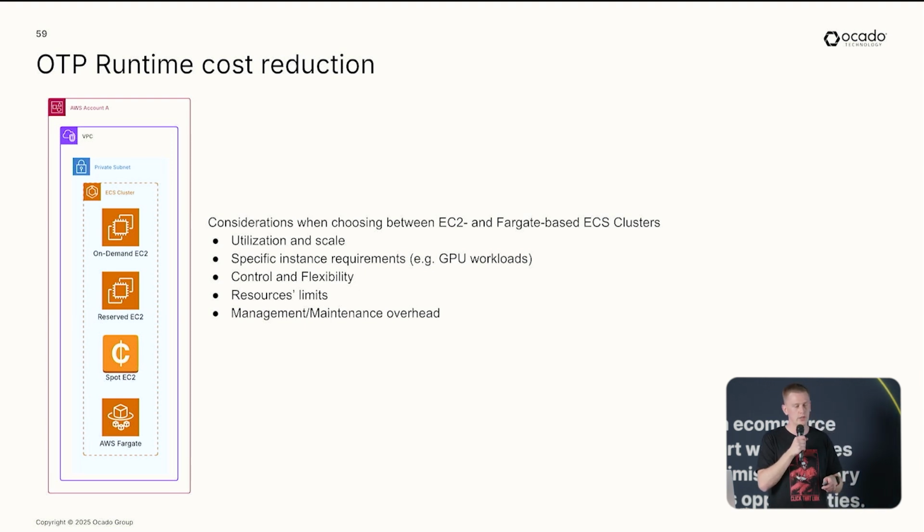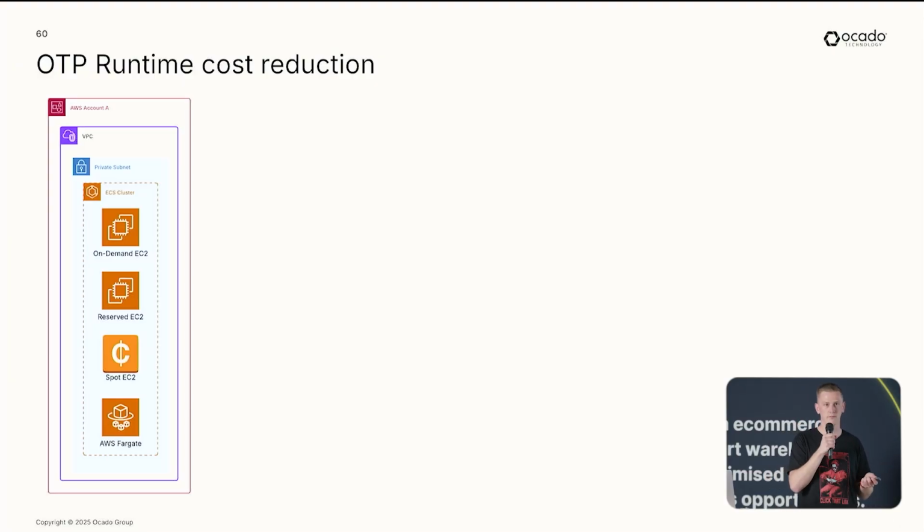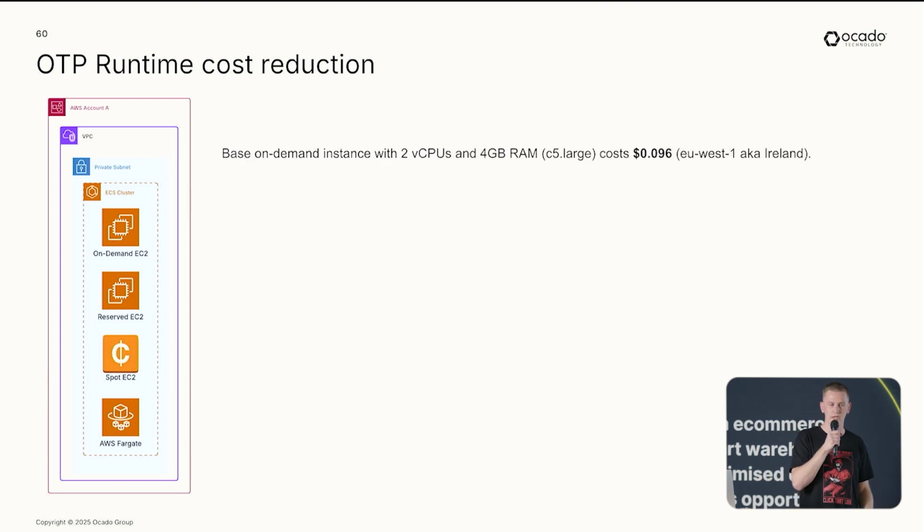So I said that we're using both EC2 and Fargate-based clusters, but for now, let's stick to the EC2 clusters that contribute towards the most of our infrastructure. And let's take an example here. Let's assume that we want to run a single virtual machine with 2 vCPUs and 4 GB of RAM. In Ireland, it's going to cost you 9.5 cents per hour.